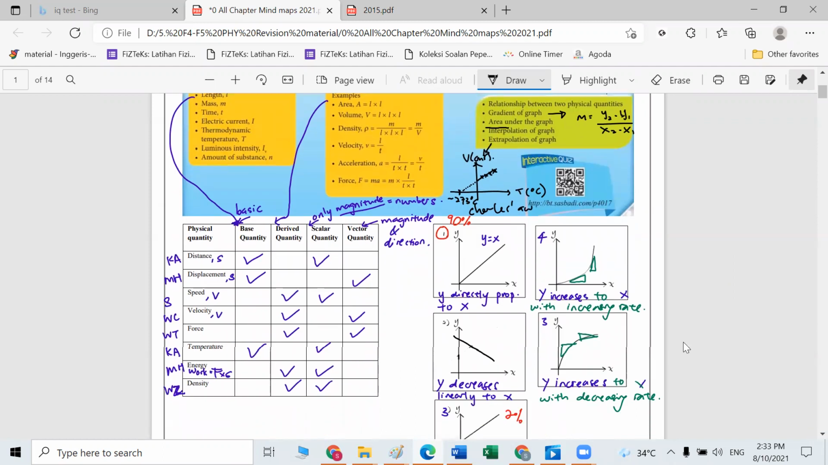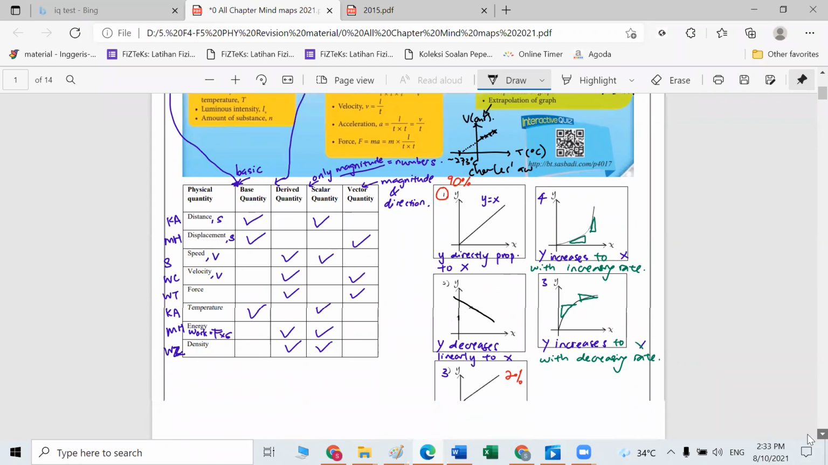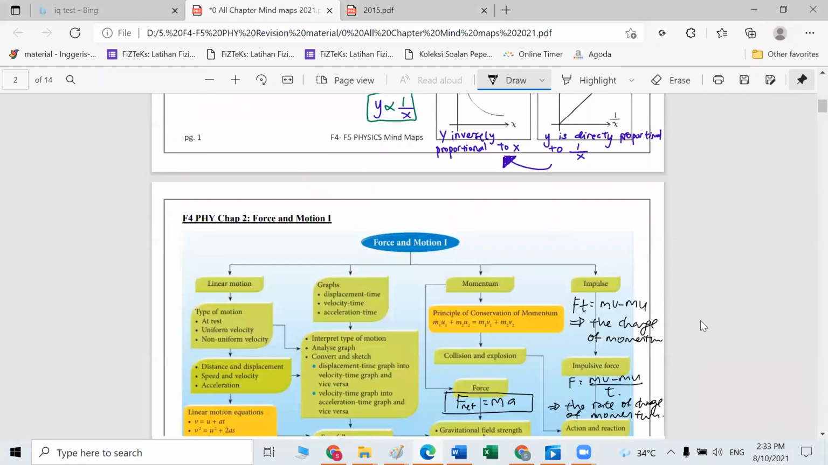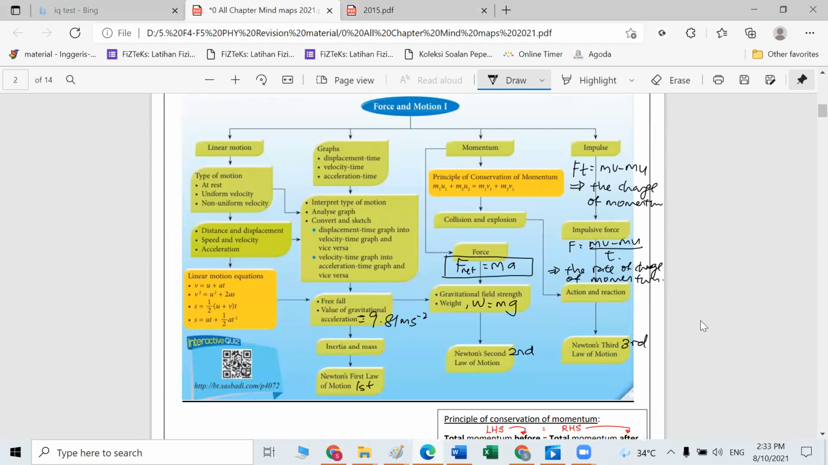If you have done all, give me a green light. 1, 2, 3, 4, 5, 6. All right, next, now look at Form 4 chapter 2. Okay, so this one, normally exam formula is number 1, number 2, number 3. This one is not provided, not given in exam. And normally these 3 are enough already.